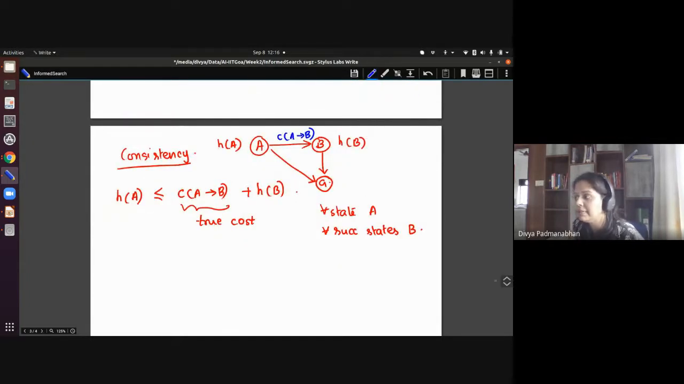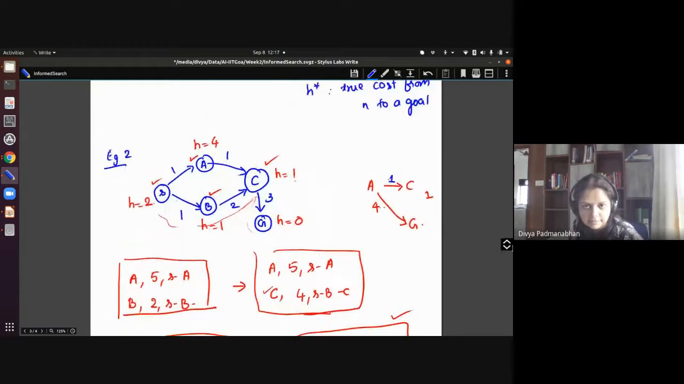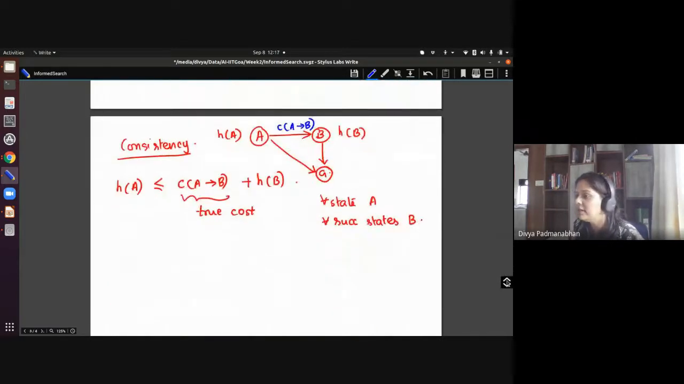One thing you should try to see: of the two properties, admissibility and consistency, if a heuristic is consistent, it will also be admissible. You should try to see why this is true. I will leave this as an exercise for you. It's not too hard, you can just use the definitions. This is always guaranteed, so in that sense, consistency is a stronger property.